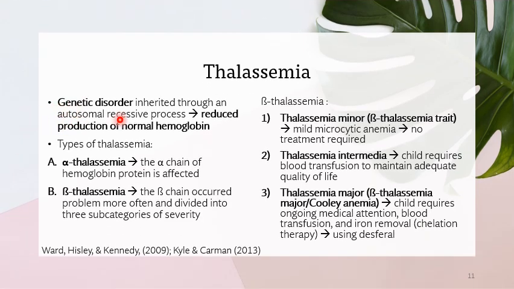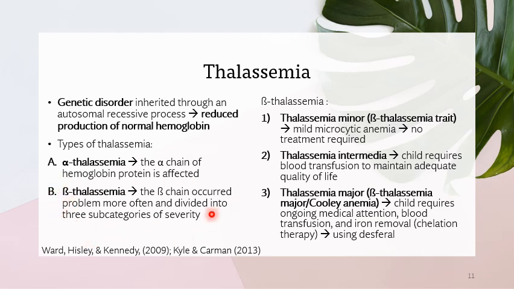So, as I mentioned, it's a genetic disorder. It's the reduced production of normal hemoglobin, so abnormal hemoglobin is what is present. And there are two types of thalassemia. The first one is alpha thalassemia, where the alpha chains inside the hemoglobin are affected. And the next one is beta thalassemia, where the beta chain of the red blood cell is affected.